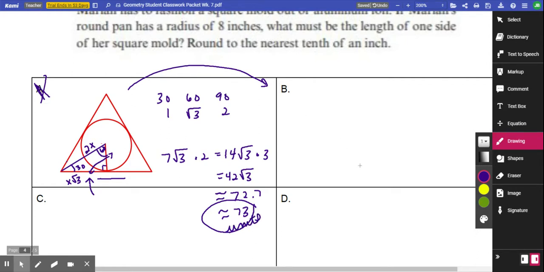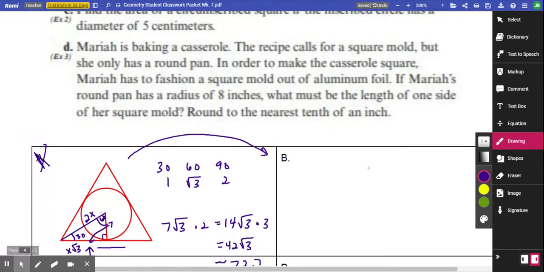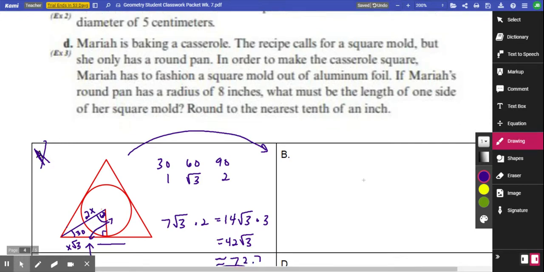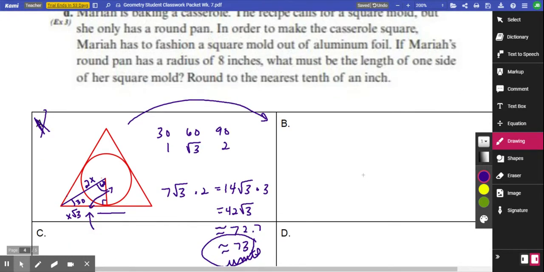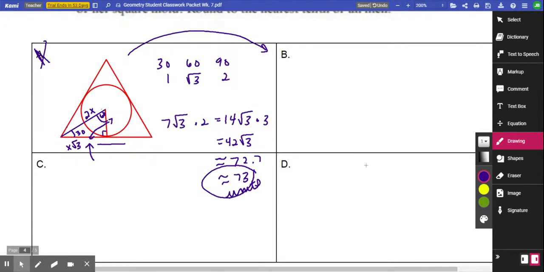Okay, now for D, Mariah is baking a casserole. The casserole calls for a square mold, but she only has a round pan. In order to make the casserole square, Mariah has fashioned a square mold out of aluminum foil. If Mariah's round pan has a radius of 8 inches, what must be the length of one side of her square mold, rounded to the nearest tenth of an inch?